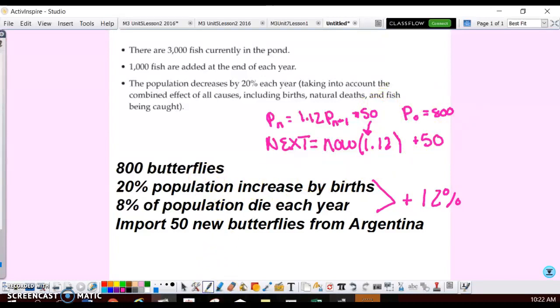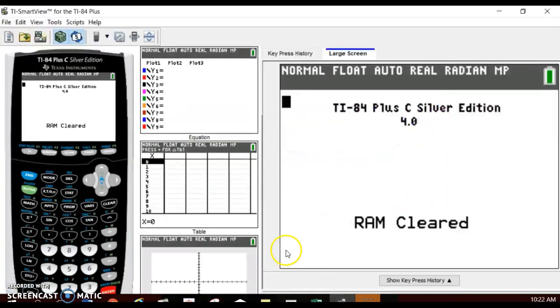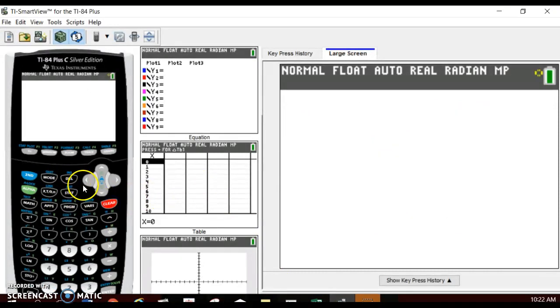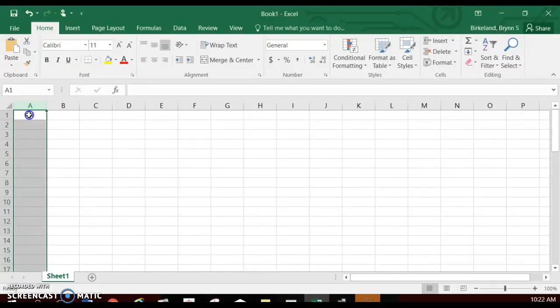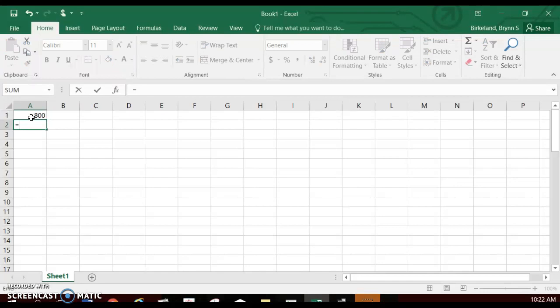So let's try this. If someone said, how many butterflies will there be after 1 year? Well, that one's pretty easy, kind of like you do with your fish. We can use our calculator for this. So we can say 800 times the 1.12, and then add the 50 in. We get 946. Now I want to show you this in Excel also, because I think Excel is an easier way to keep track of things. So I'm going to put 800 up here, and I'm going to put the equal sign, and type A1, because I want to use this previous number, times 1.12 plus 50. There's that same number. You can tell that it's correct. So you can always check on a calculator your first year to make sure your Excel is correct.